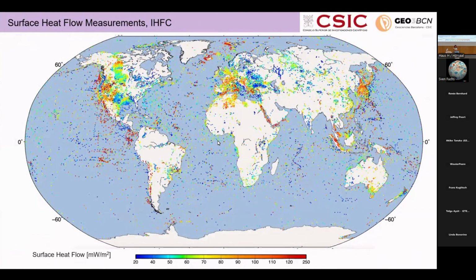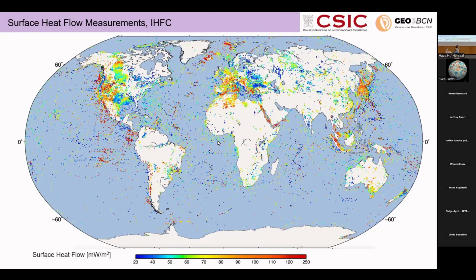This is the surface heat flow global database, from 2024. I have to congratulate the whole group for a great job. It was very necessary to put all this data together, along with the compatibility between them and the errors.